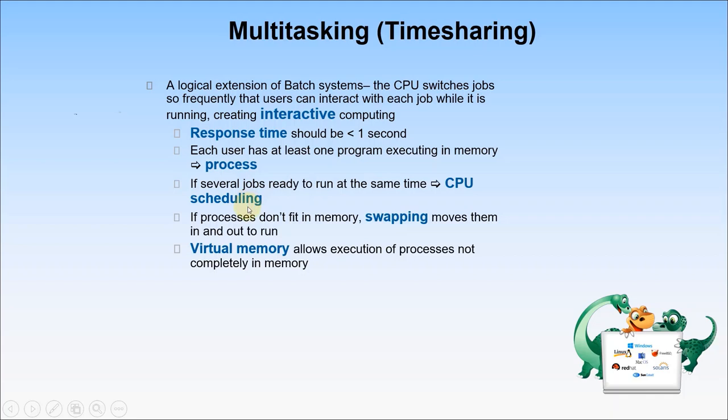If several jobs are ready to run at the same time, we have to impose CPU scheduling. Under CPU scheduling, we have different algorithms like first come, first serve, shortest job first, preemptive and non-preemptive, priority preemptive and non-preemptive. You also have round robin. You could have combinations of different algorithms, multi-level queuing, and also multi-level feedback. If processes don't fit in memory, then we impose swapping. Swapping moves them in and out to run. And virtual memory allows the execution of processes not completely in the memory.